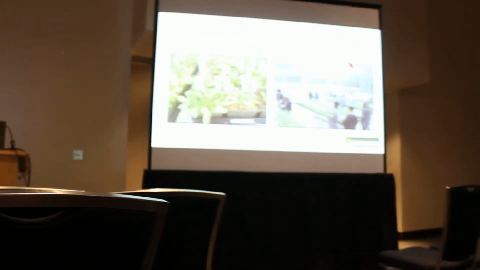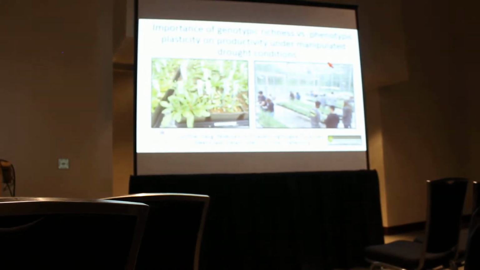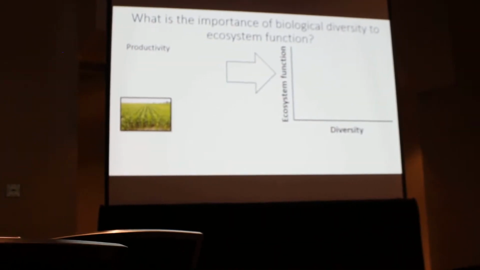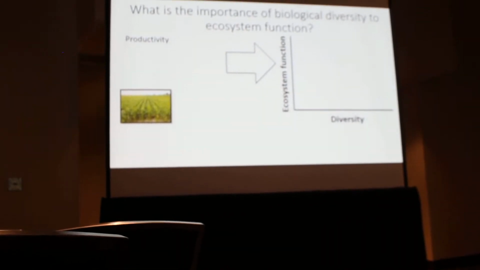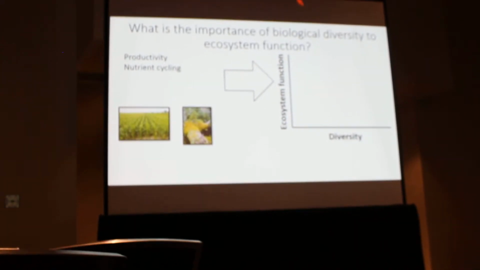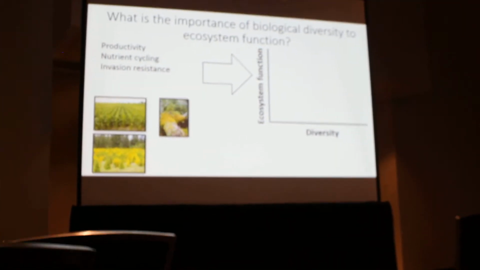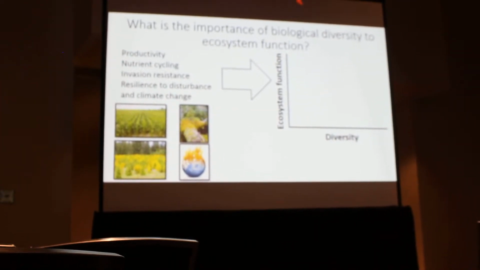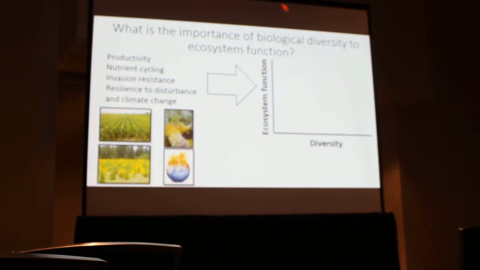I'm Cynthia Chang, and I'm presenting this research on behalf of myself and colleagues. It's about productivity, so how much energy is being captured by the ecosystem. This has relevance to agriculture, many things. Nutrient cycling, resistance to invasion by the community, and the community's ability to be resilient or resistant to different kinds of disturbance or climate change.